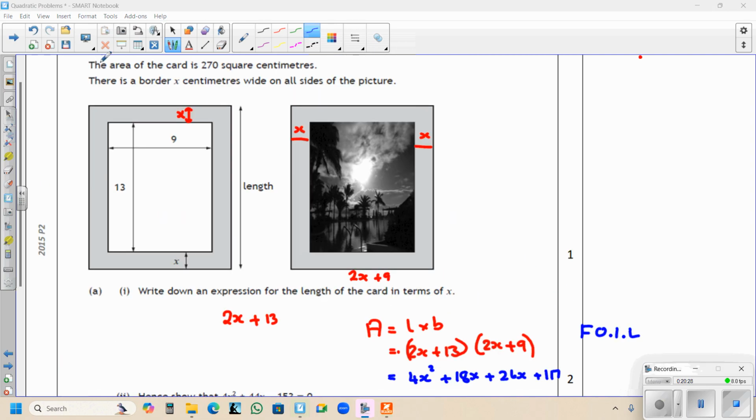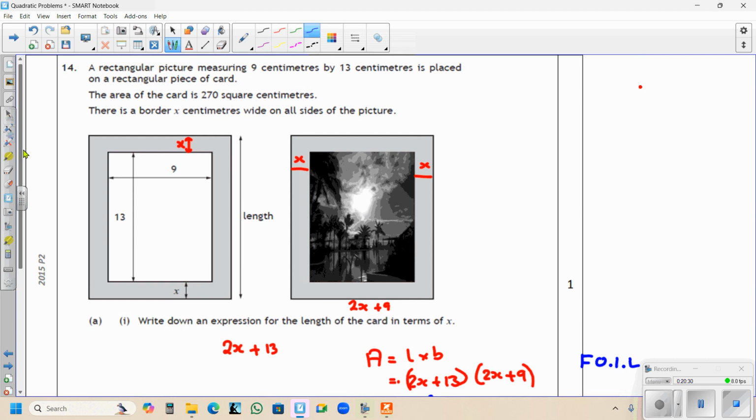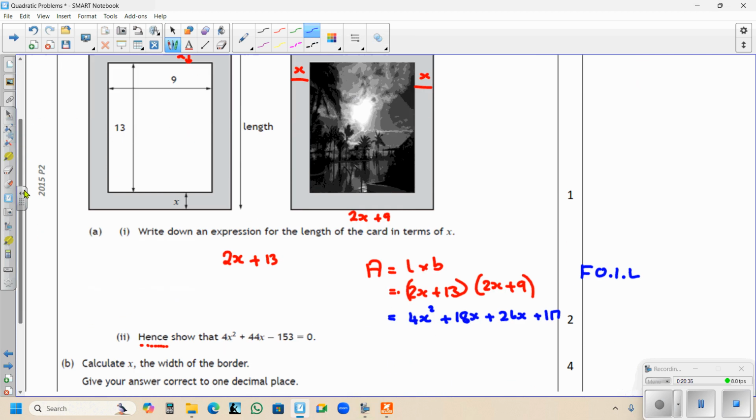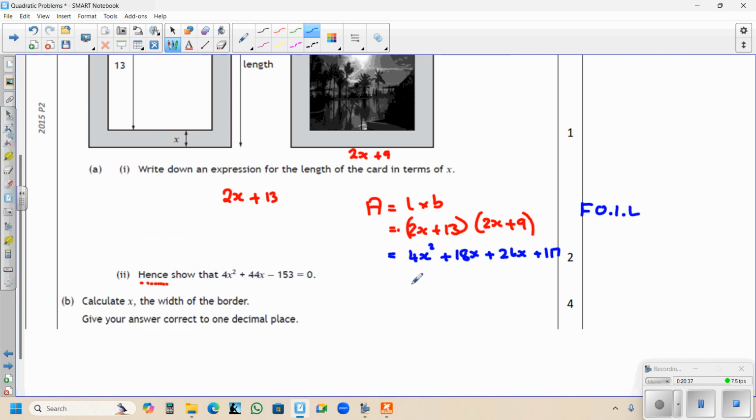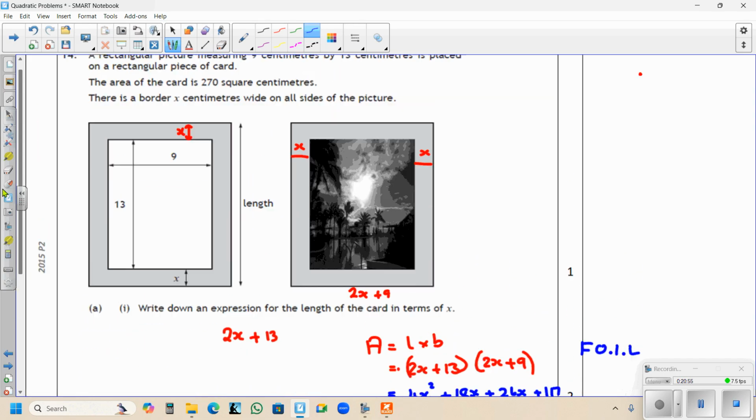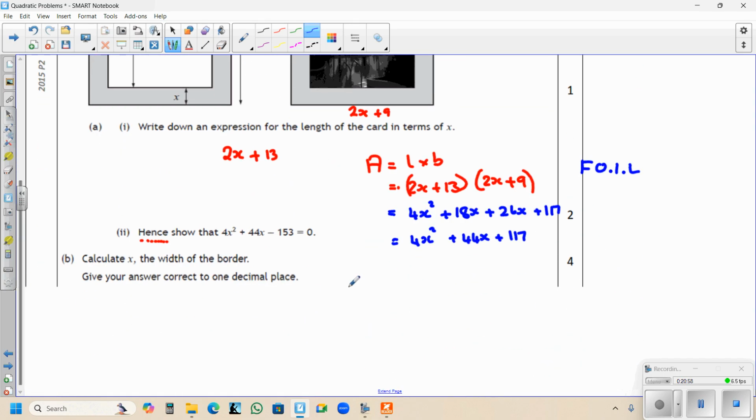Now, I should have pointed out up there, I need to work out area because it says the area of the card is 270 square metres. So area, we're working out as length times breadth. When I tidy this whole thing up, I get 4x squared, and 18 plus 26 is 44x, and we've got plus 117 at the end. They told me in the question that the area of this card was 270, so area is 270, we'll fill that in.